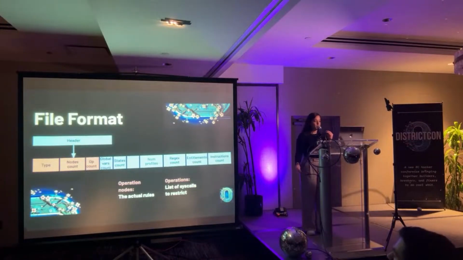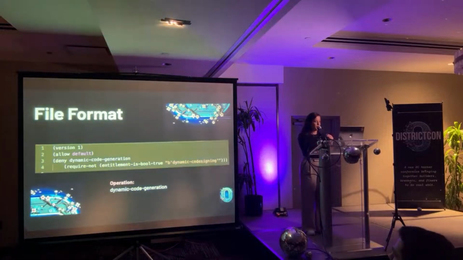If we zoom in on the header, it contains the type, for example, a single profile, like the platform profile, or bundles of profiles, like the collection, a count of the operation nodes in the entire file, and the operation count. We have here a small rule that I'm going to compile, so we can see it in binary format. It's the same example as I showed before. We have an operation, which is dynamic code generation, which gets denied if we don't have the dynamic code signing entitlement.